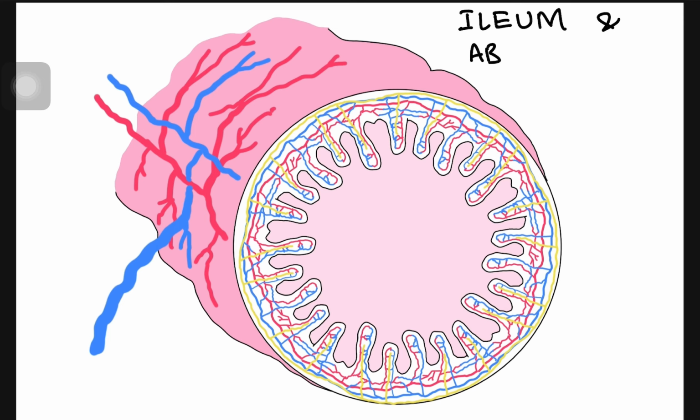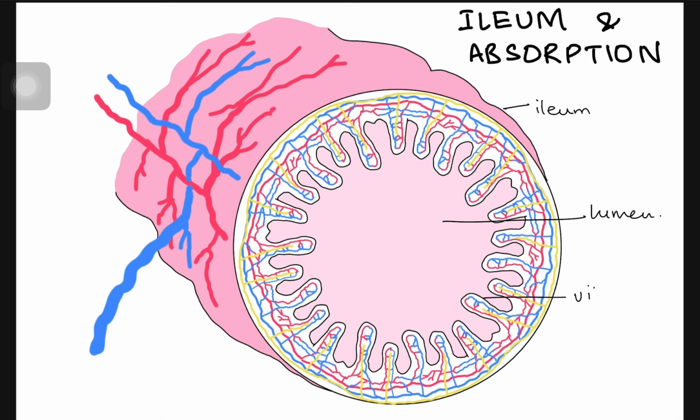If we enlarge ileum and we try to talk about absorption process, the ileum has this brush border like structure on the inside. The inner side, the inner opening is known as the lumen, which has this brush border like structure. These brush border like structures are known as the villi.